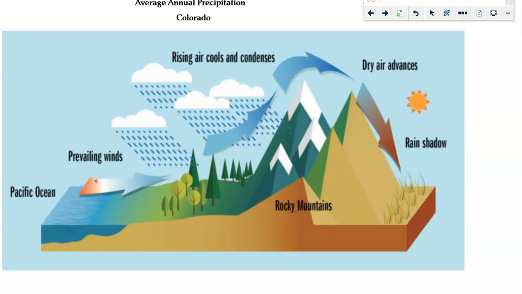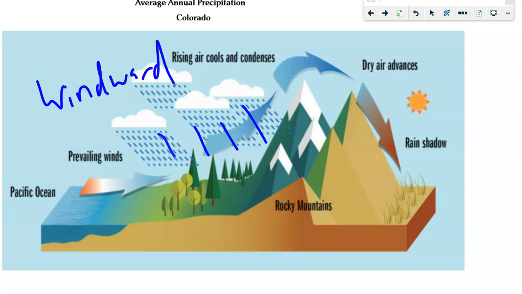Well, if it's flat, then that air is just going to cruise along. But what if there's a mountain range like this? That's going to cause that moist air to get pushed up. It's going to have a lifting effect on the air. It's got to go up because it can't go through the mountains. As it gets pushed up, that air cools and it condenses. And you guys know that condensation is what eventually leads to precipitation. So we're going to see a lot of precipitation happening on what we call the windward side of the mountains.